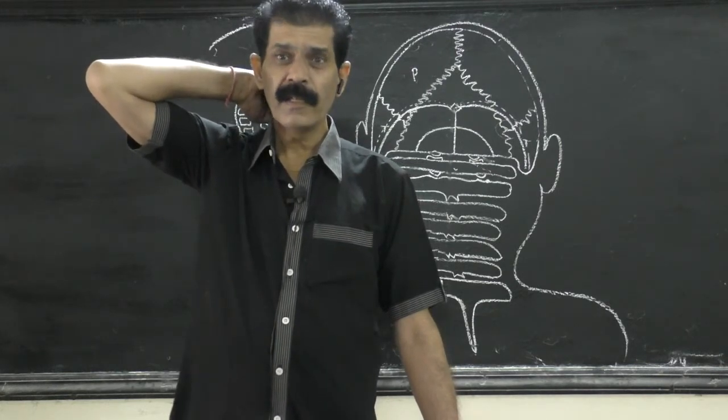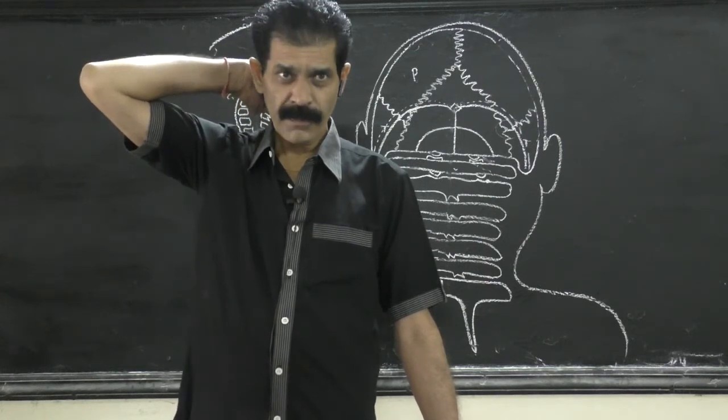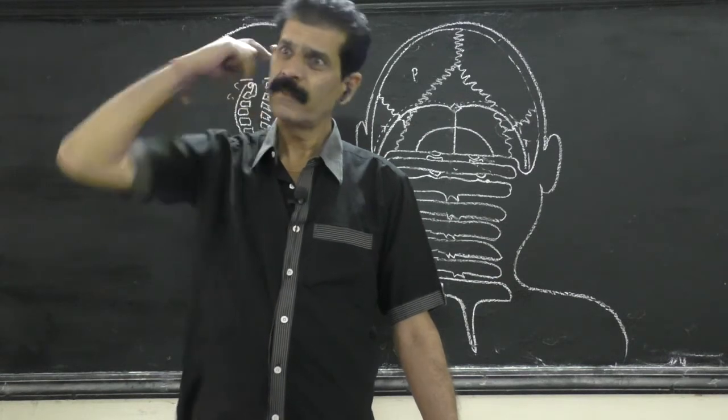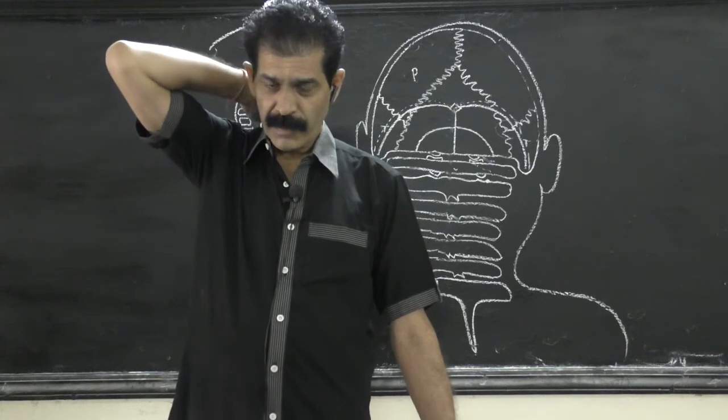Any spine you feel, what will be the number? C6. Then go up. This is C5, then 4, then 3. So go up, counting the tip. And from this vertebral prominence, go down.